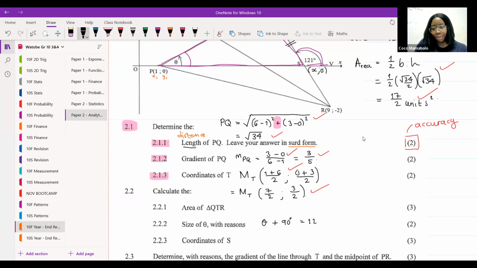is equal to 121 degrees, but they say with reasons, so we must give a geometric reason. What is the reason here? Exterior angles of a triangle is equal to the sum of opposite angles. Correct. Then we can just say, therefore, theta is equal to 31. Excellent stuff.